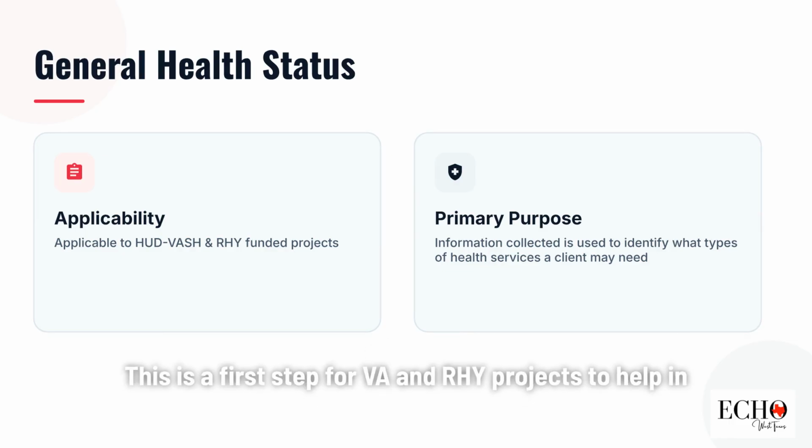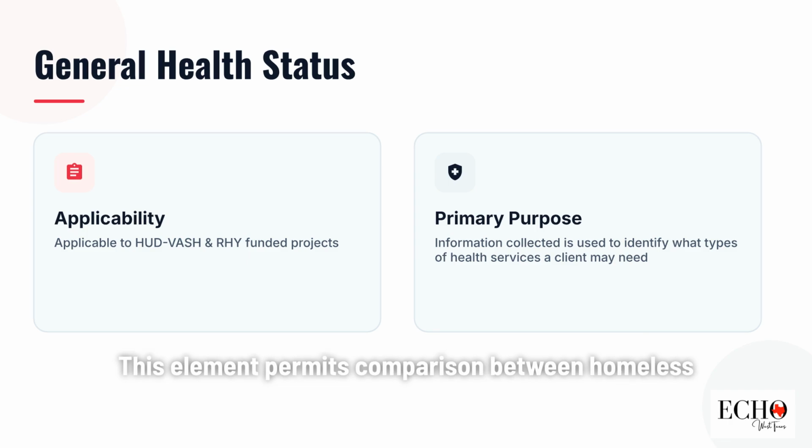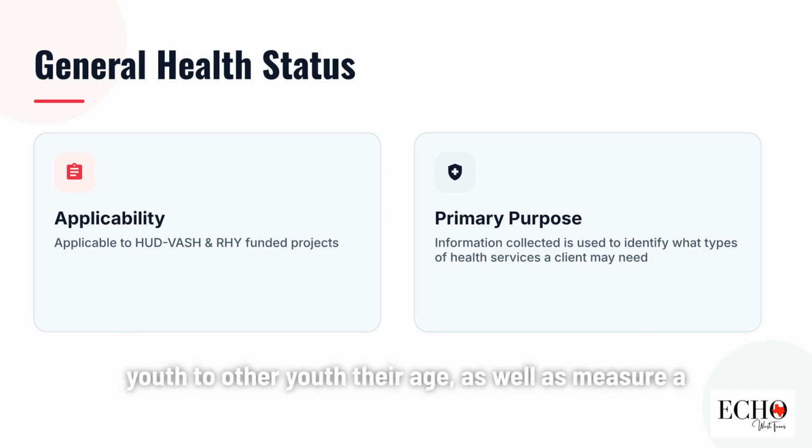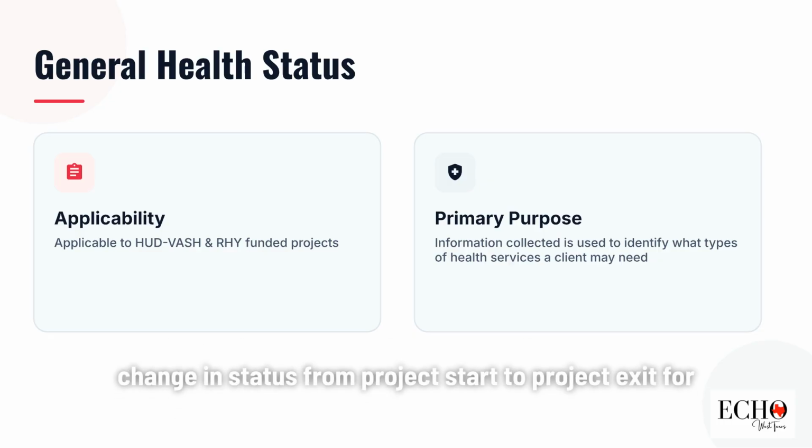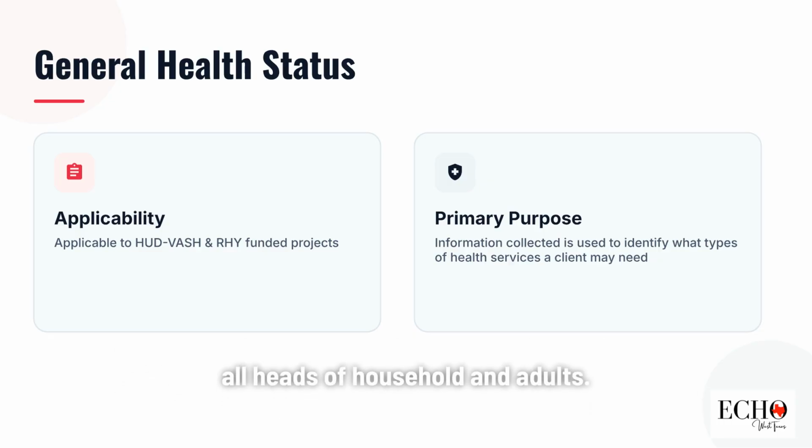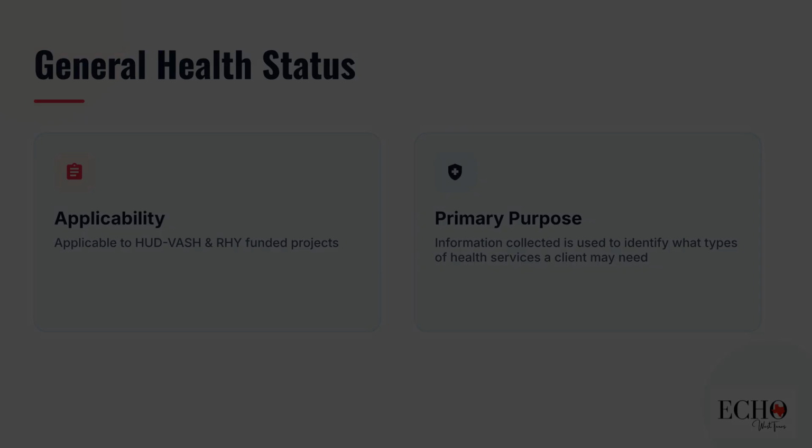Information on health status, general health, dental health, and mental health is separate from disability status. This is a first step for VA and RHY projects to help in identifying what types of health services a client may need. This element permits comparison between homeless youth and other youth their age, as well as measuring a change in status from project start to project exit for all heads of household and adults.